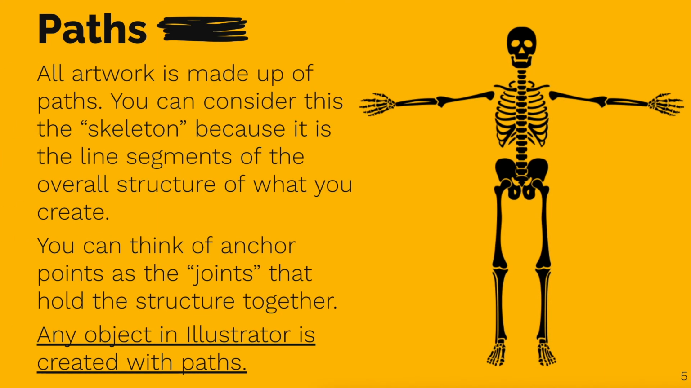All artwork in Adobe Illustrator, which is vector-based, is made up of paths. You can consider this the skeleton because it is the line segments of which the overall structure of what you create is developed. You can think of anchor points as the joints that hold the structure together. Any object in Illustrator is created with paths.